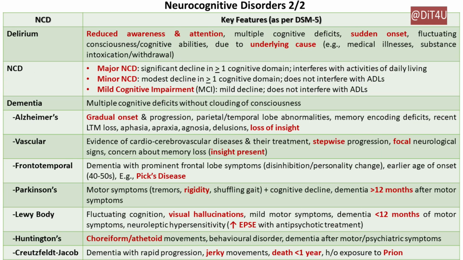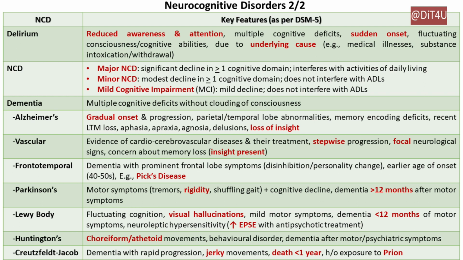So continuing with neurocognitive disorders, delirium, reduced awareness and attention. Okay, that is very important. Primary criteria for delirium: reduced awareness and attention. Multiple cognitive deficits are seen, such as language, disorientation, and all those things. It is sudden onset. Fluctuating consciousness or cognitive abilities are seen, and it is due to an underlying cause. Sudden onset due to underlying cause, reduced awareness and attention, very important. So the underlying cause could be medical illnesses or substance intoxication or withdrawal, both can cause.